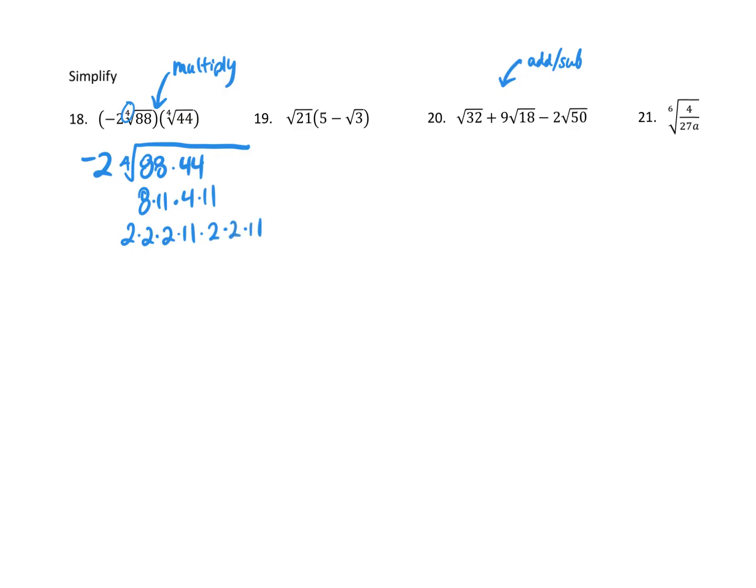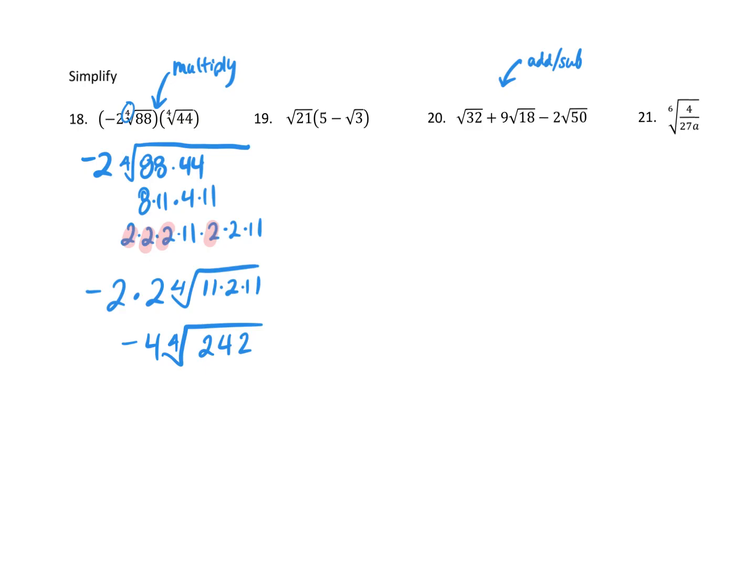I need a group of 4. So I have 1, 2, 3, 4 2's. So they come out as a 2, 4th root of what's left over. 11 times 2 times 11, that's negative 4. Multiply the numbers outside. 4th root of 121 times 2 is 242.